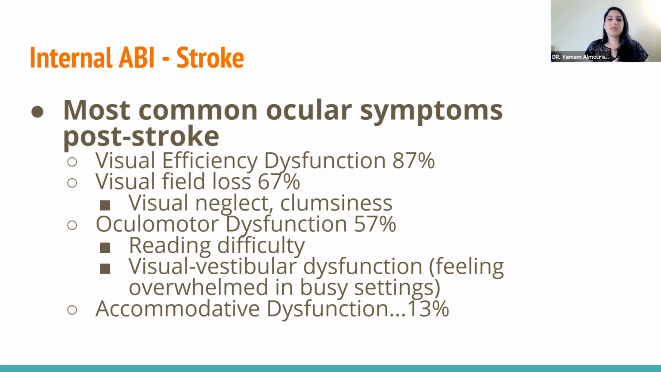Clumsiness also: they're always walking around, and the furniture hasn't moved in 20 years in their house, but all of a sudden now they're always hitting it with their left leg, or they're clumsy and they weren't before. Ocular motor dysfunction, so reading difficulties or feeling overwhelmed in a busy setting: 57% of stroke patients feel that they have some degree of that symptom. And accommodative dysfunction, 13%.